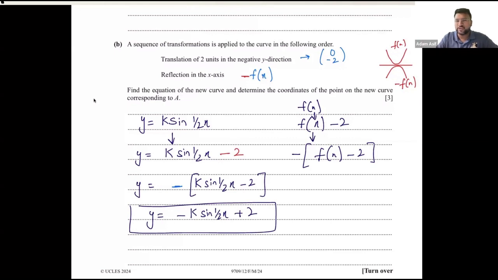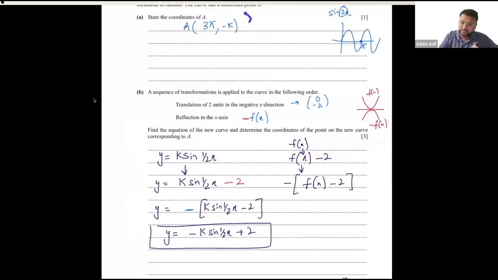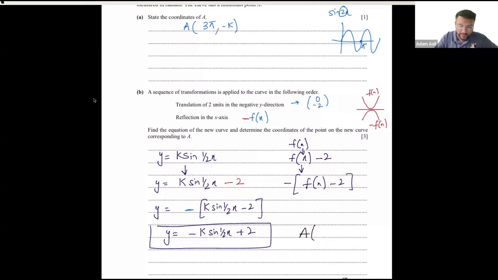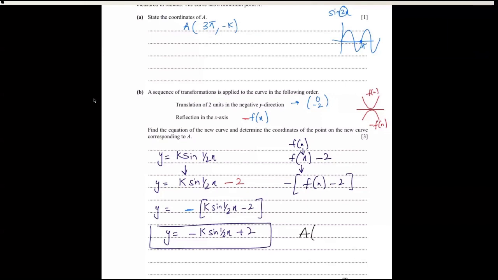अब हमें corresponding A का point find करना है. So initially A के coordinates were 3 pi comma minus k. After the two transformations, translation in the y direction by 2 units down, and after reflection, what do you think the corresponding coordinates of point A are going to be? A के coordinates क्या होंगे? सबसे पहले हम इसको translate करते हैं. Translation हो रही है y direction में, right? So won't it affect the y coordinate? So won't it be 3 pi comma k?